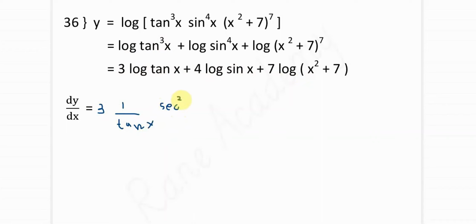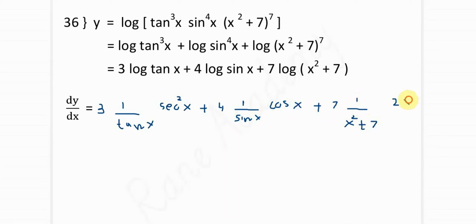It is sec square x, then plus 4 as it is. Derivative of log of sin x is 1 upon sin x, and derivative of sin x is cos x. Then we differentiate the third term, so we write here a plus 7 as it is. Log of x square plus 7, so it is 1 upon x square plus 7, and now we differentiate the innermost function, that is derivative of x square is 2x.